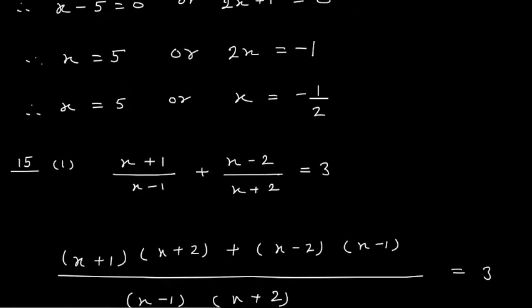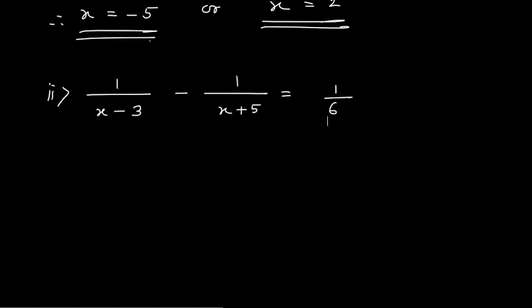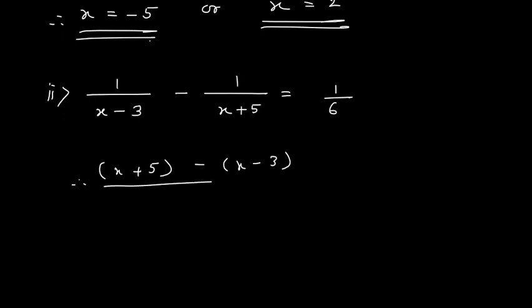Okay. Now let us see the second part of this question number 15. Now the second question is 1 upon x minus 3 minus 1 upon x plus 5 equal to 1 upon 6. So let us first cross multiply here. It is x plus 5 minus x minus 3, divided by x minus 3 into x plus 5, is equal to 1 upon 6.